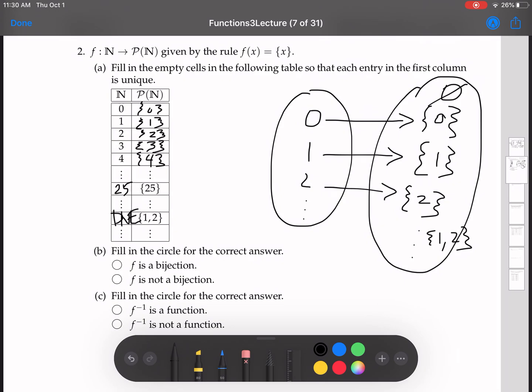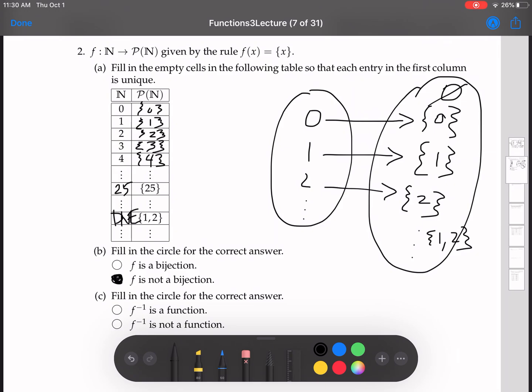The only things in the target, the power set, the set of all subsets, that get hit are what we call the singletons, the sets with only one element in them. The set containing 0, the set containing 1, the set containing 2, the set containing 3, the set containing 25. These all get hit by our function, but 2-element subsets, 3-element subsets, 5-element subsets, none of these get hit. All right, so f is not a bijection.